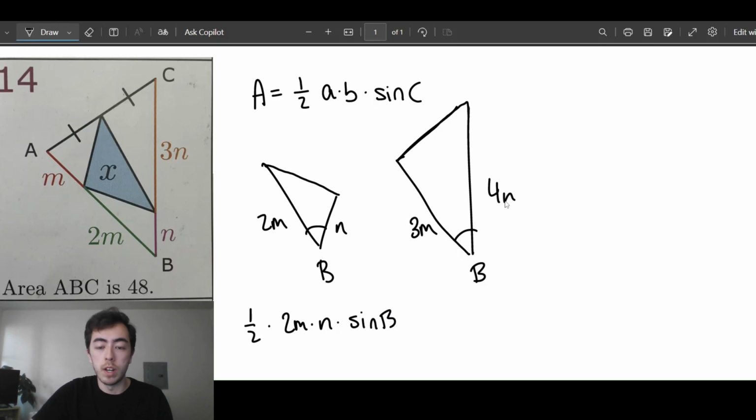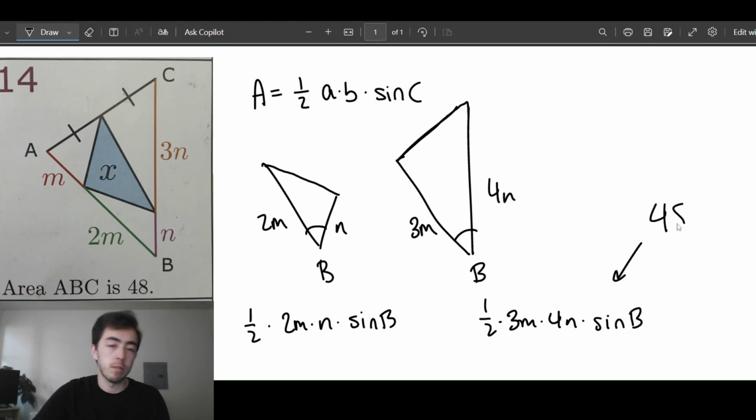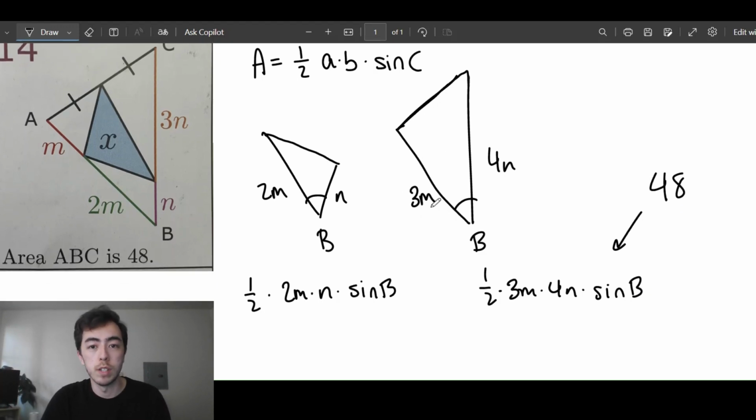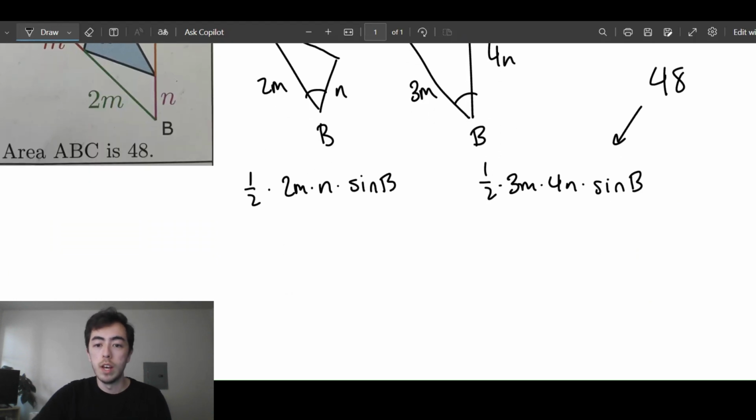And for the large triangle, the big one that we actually know the area of, the area formula here would be 1/2 times 3m times 4n times sine b. And this is just the number 48. We'll keep that in mind for now. We could actually set up a proportion between these two triangles. There's a lot of stuff in common that we could cancel out.